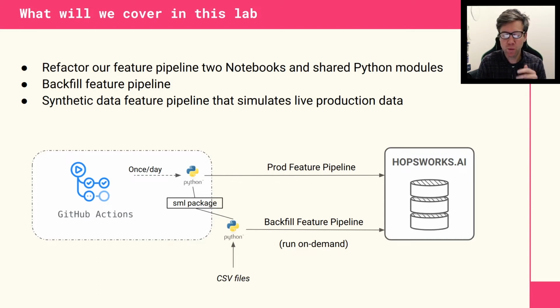We're going to have two pipelines, a backfill feature pipeline and then a synthetic data feature pipeline that's going to take synthetic credit card transactions and profiles, and write them to the feature store.